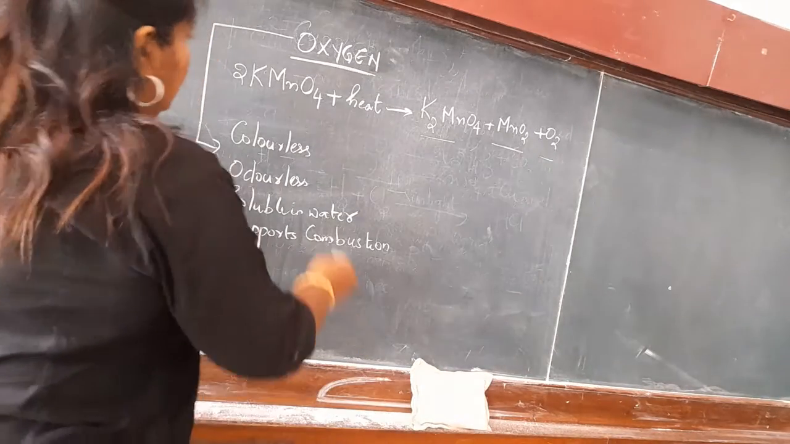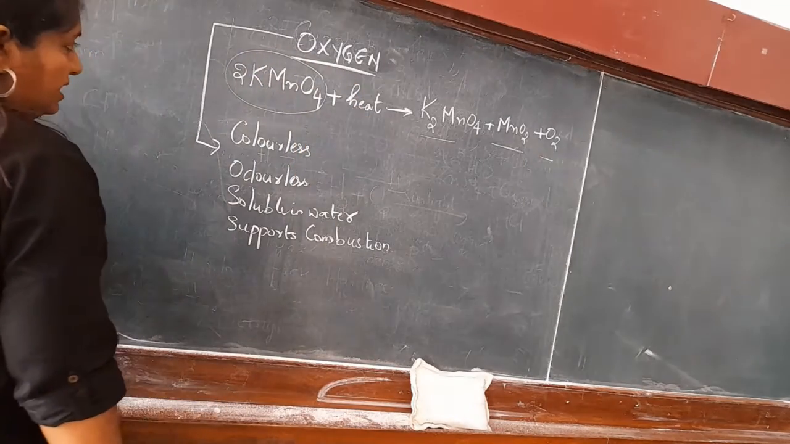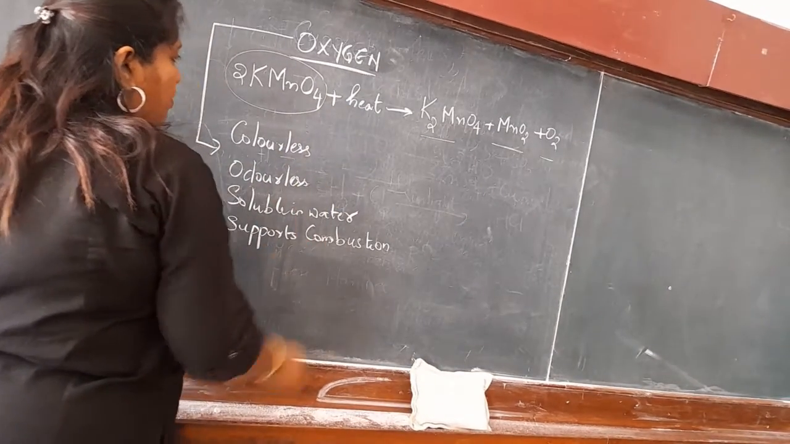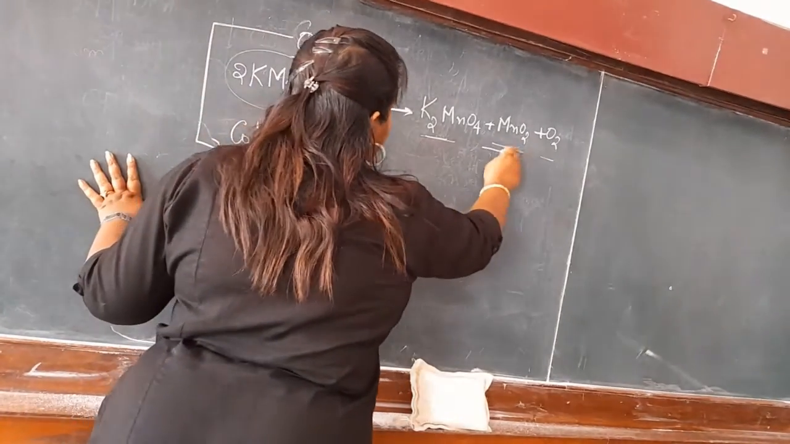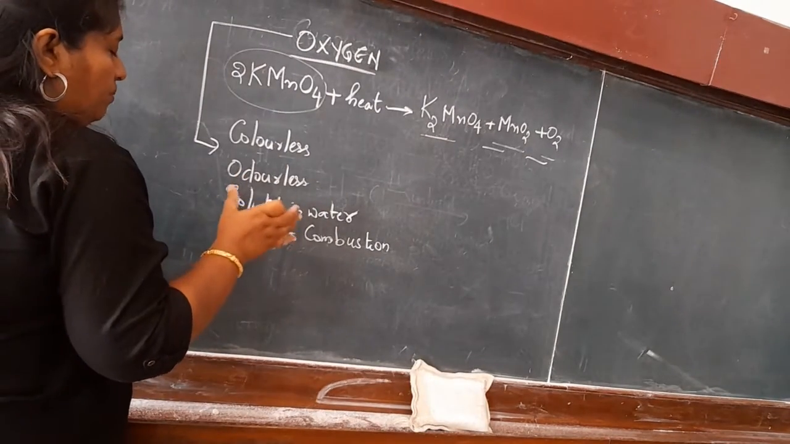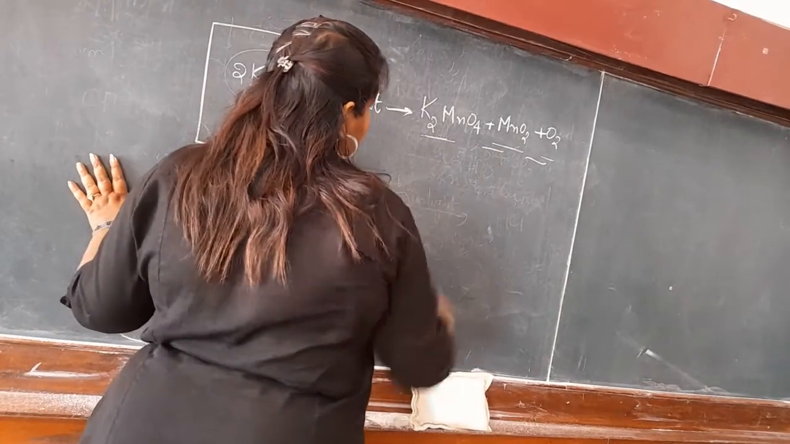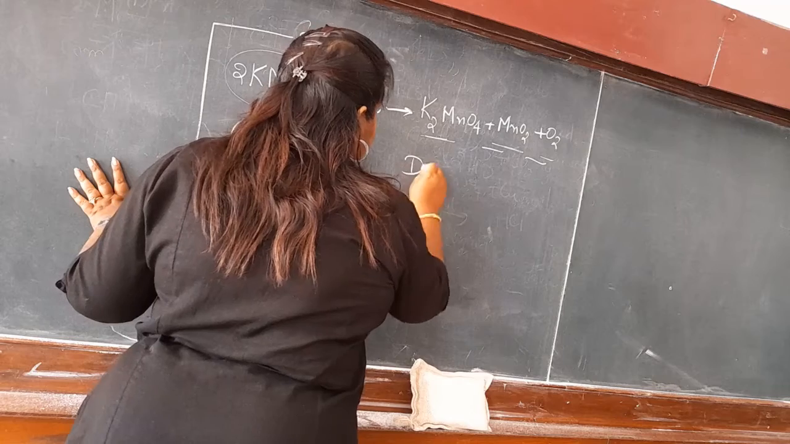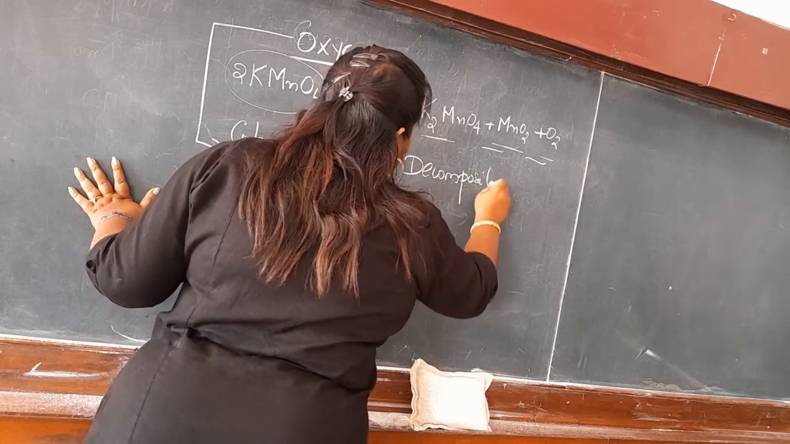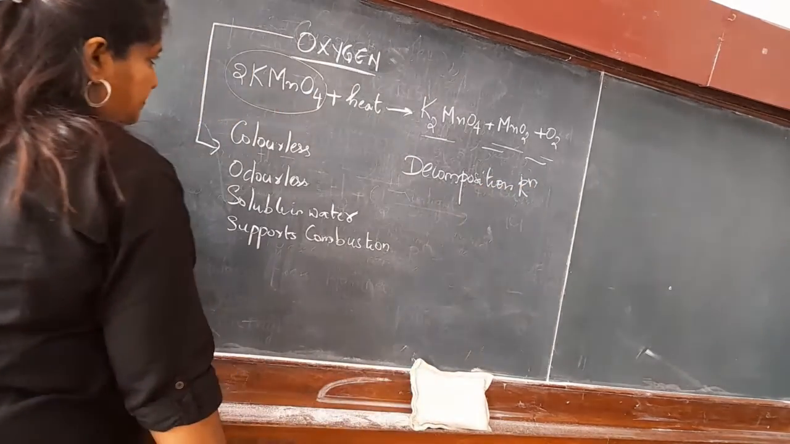So here you can see that there is a single reactant, isn't it? A single reactant. The single reactant, when heated, decomposes into 2 or 3 products. Okay? A single compound, when heated, decomposes to give us 2 or 3 products. This type of reaction is known as decomposition reaction. Decomposition reaction. Okay.